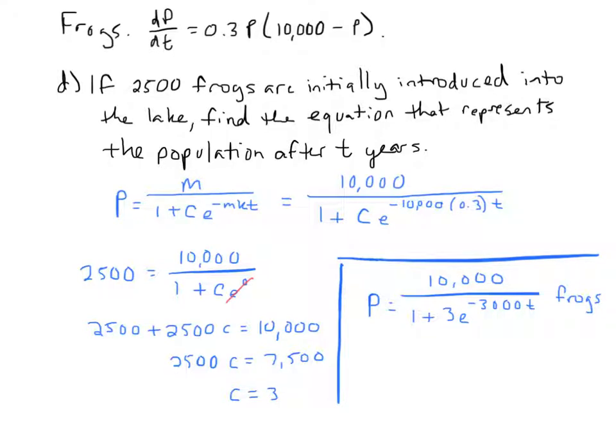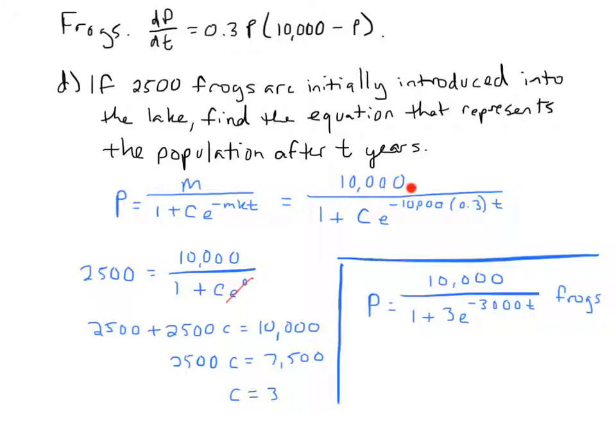Alright, part D. If 2,500 frogs are initially introduced into the lake, find the equation that represents the population after t years. So this one, I'm finding the equation that represents the population, which means I need P equals. I don't need dP/dt anymore. And this is where you have a choice. You can start with dP/dt and solve it like a differential equation where you separate the variables and take the integral. Or we already have this memorized, so we can just plug in the things that we know.